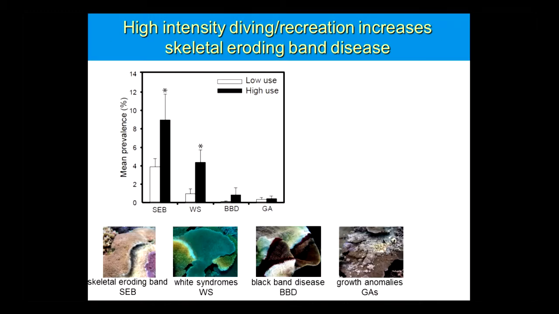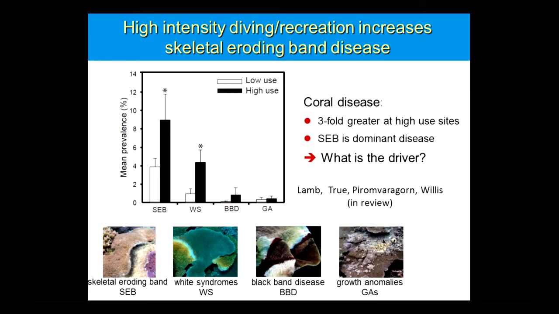And what we found was, if you look at high-use sites, these sites here in histograms in black, there's a very clear increase in the prevalence of disease compared to low-use sites. In fact, it's 3-fold greater overall, and it's particularly the sclerotic band disease, again, that stands out.